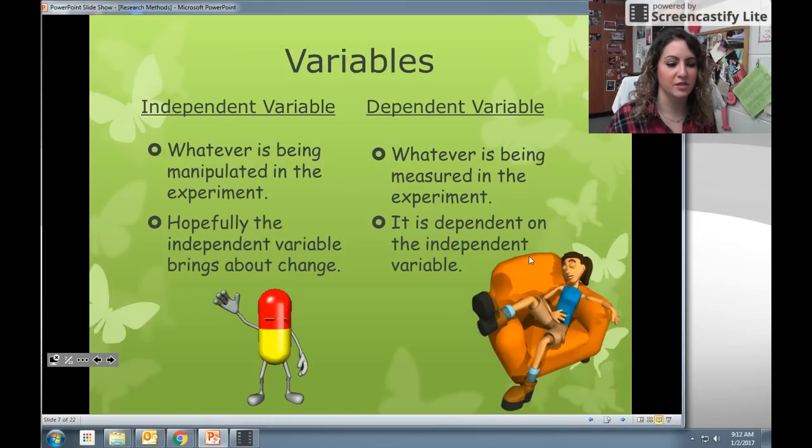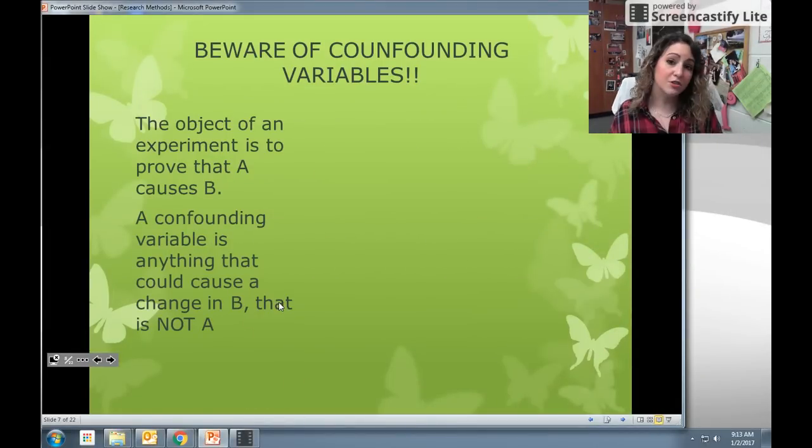So if you're measuring some sort of drug and how that changes sleep patterns, the drug itself is the independent variable. How it changes your sleep patterns, the amount of sleep you got or how awake you are, that's the dependent variable.